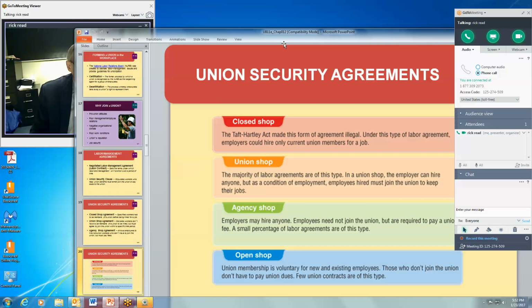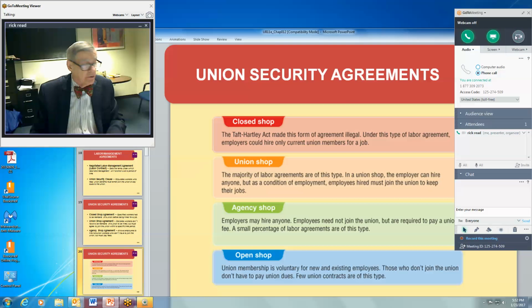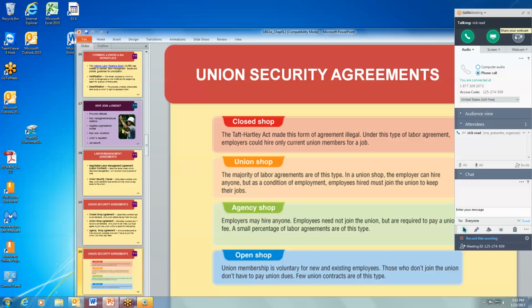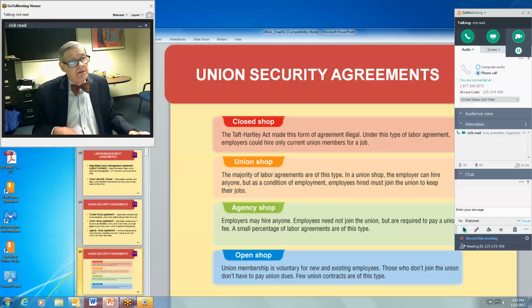Now, here's the closed shop agreement that was outlawed by the Taft-Hartley Act of 1947. Interesting to note that President Truman vetoed that act, but his veto was overridden. Union shop, we talked about that. This is where the employer can hire anyone, but they have to join a union afterwards. Agency shop, as we talked about, and open shop, which we've also talked about.